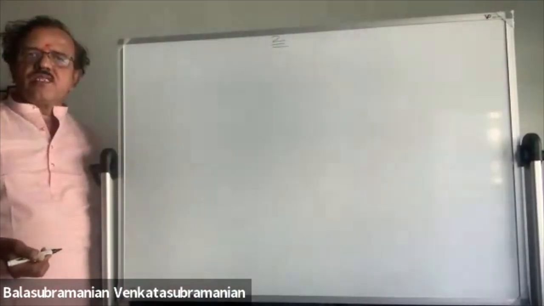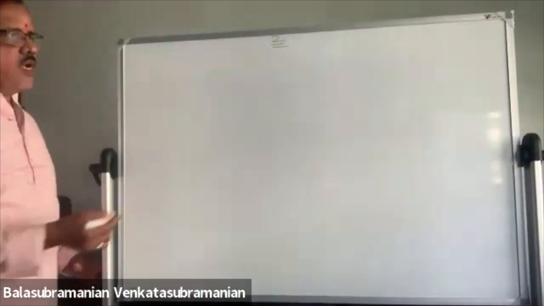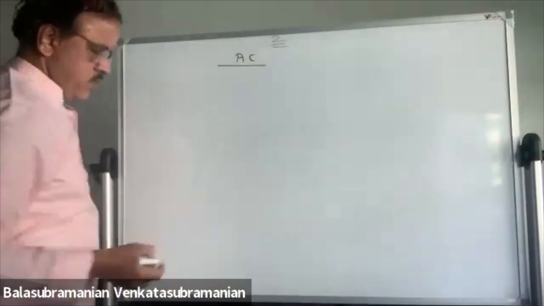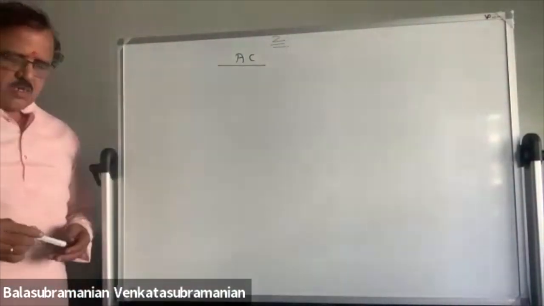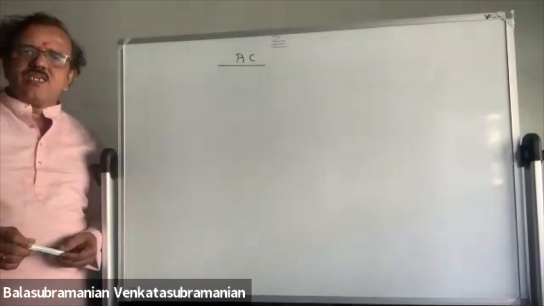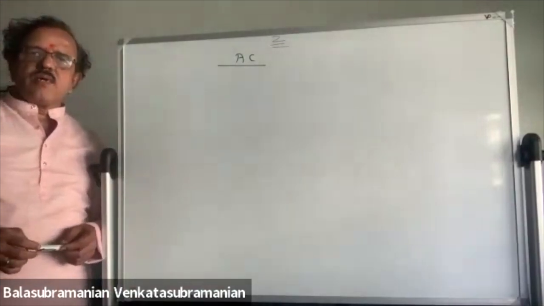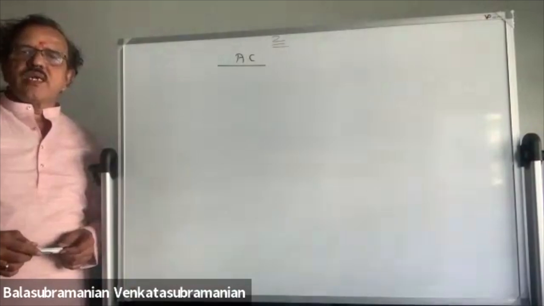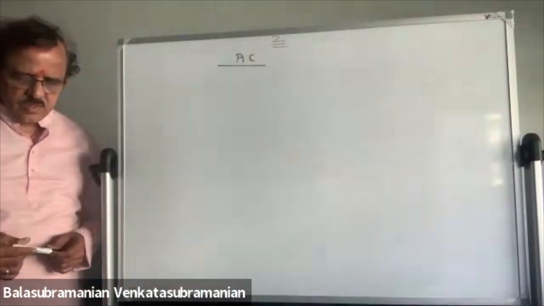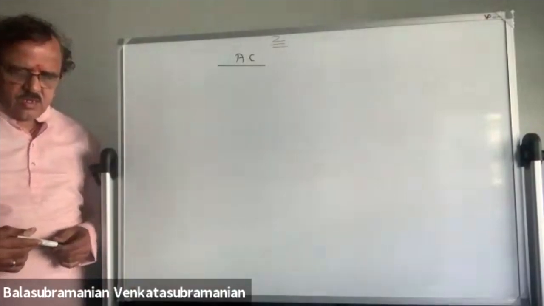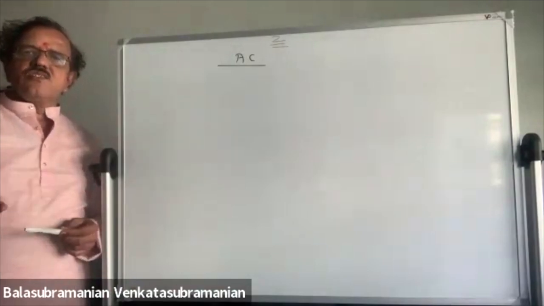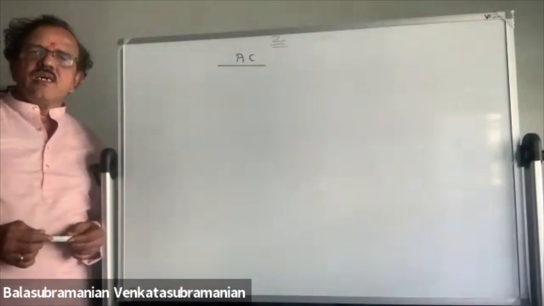Now we are going to see the theory of alternating current. Last class we have seen about electromagnetic induction, that is EMI. So now we are going to see alternating current. What is the basic difference between AC and DC, alternating current and direct current?